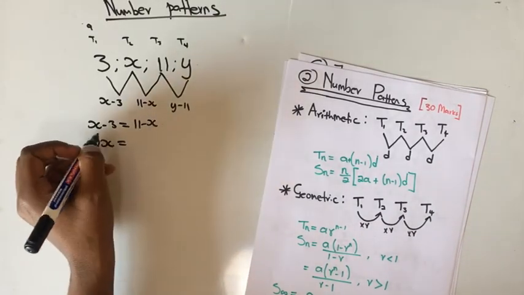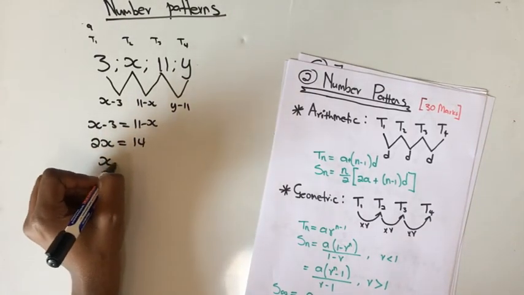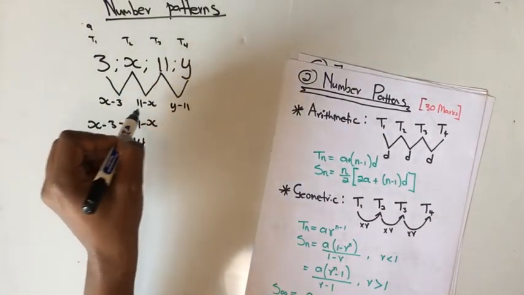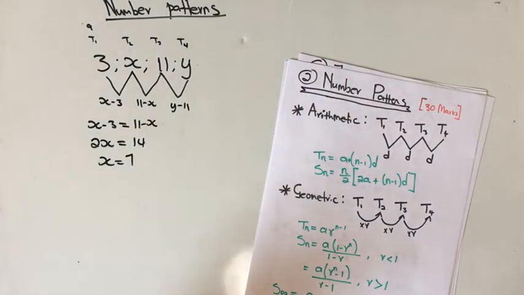Now we have 11 plus 3, which gives us 14. Okay, and then now your x is basically 7. I can do the same thing for y. If I'm interested in finding y there, I can do the same thing. Now again, maybe they can ask us to find the nth term of the sequence.